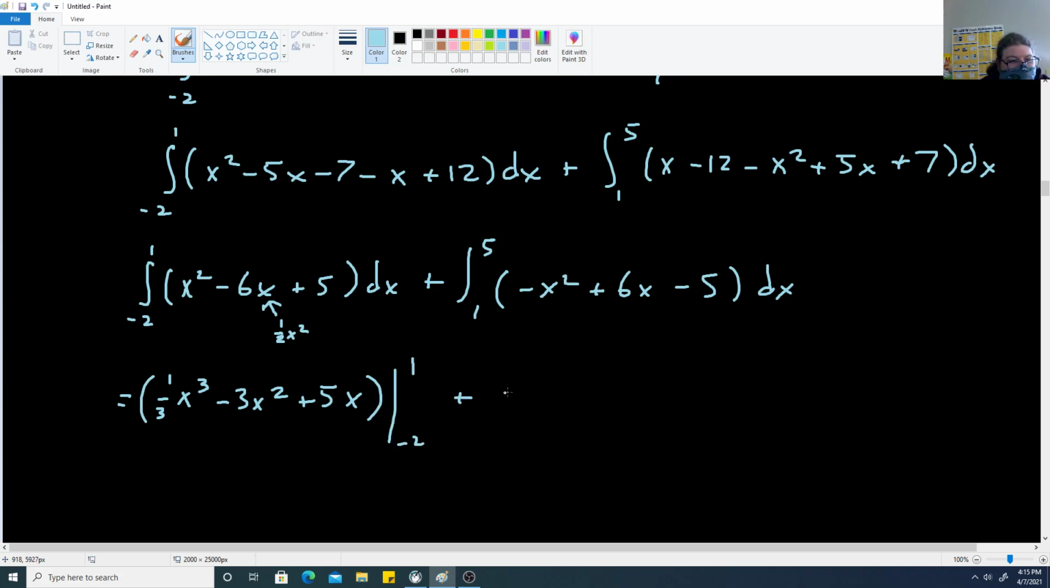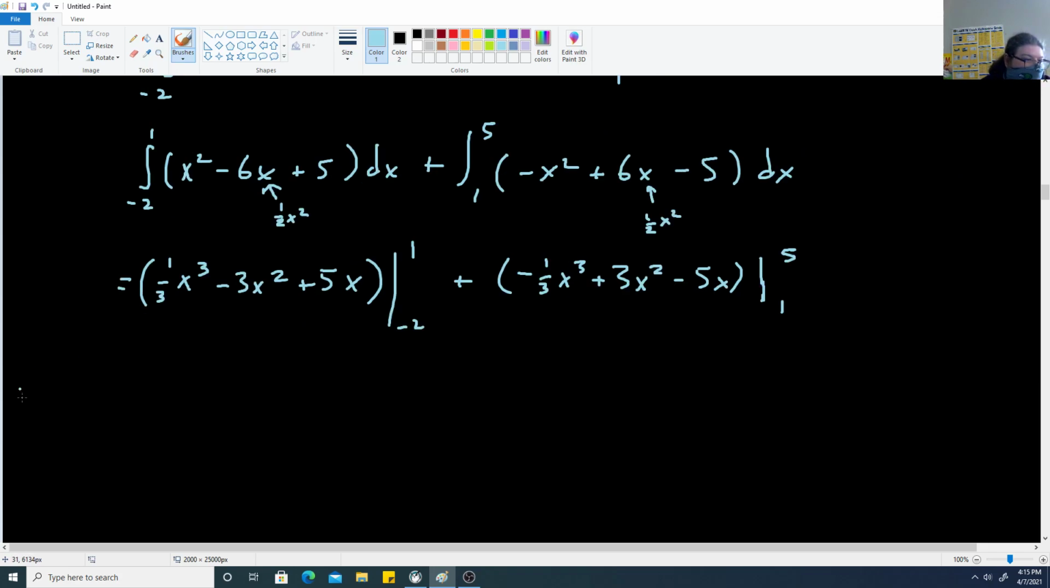And then we get plus, on this one we get negative 1/3 x cubed. This one here goes to 1/2 x squared. Half of 6 is 3. So that's plus 3x squared minus 5x. We evaluate that from 1 up to 5.